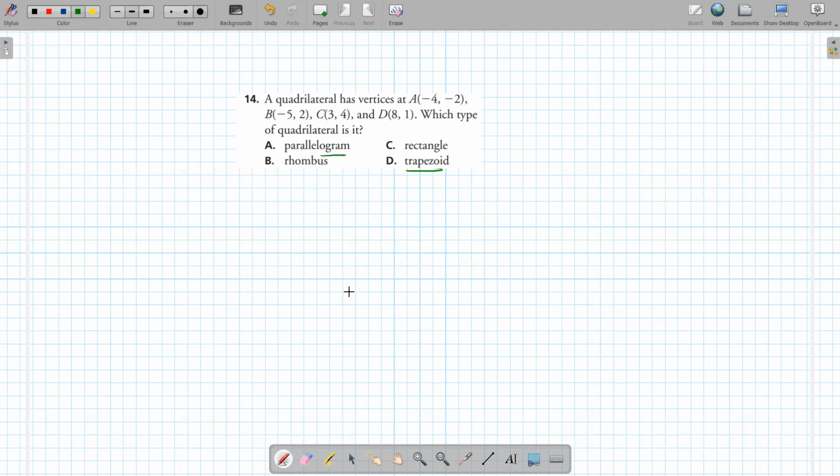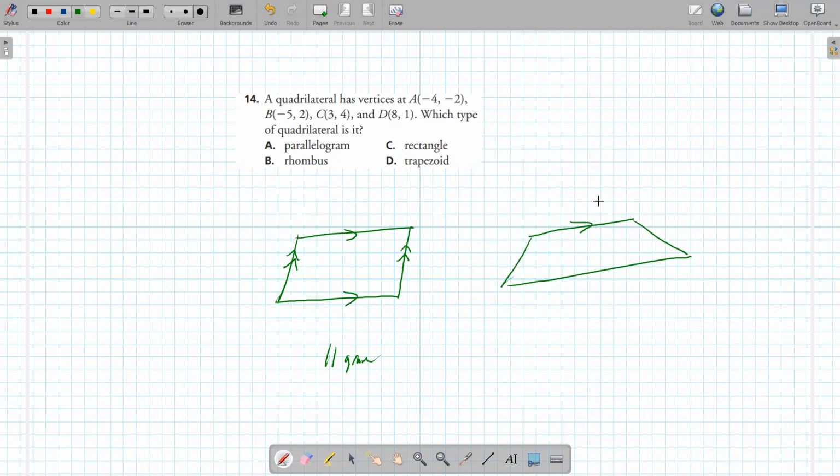Listen to this. Parallelogram, not all sides, but this side is parallel with this side. This side is parallel with this, right? That's a parallelogram. Trapezoid, on the other hand, only two sides are parallel. The top, which is called A, and the bottom, which is called B. These two sides on the side don't have to be equal. They don't have to be parallel, okay?